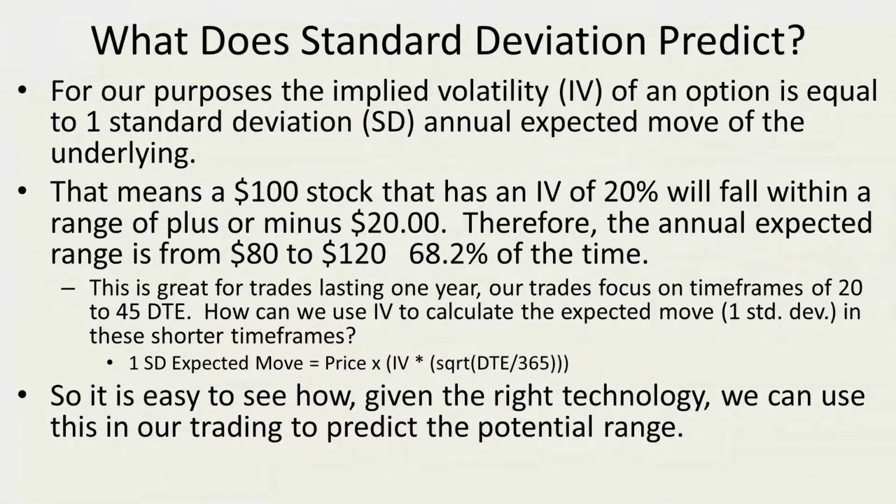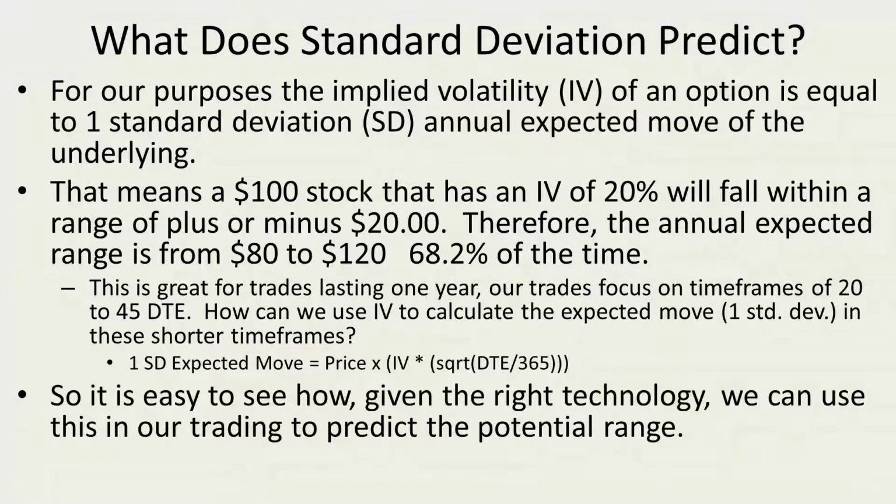But again, most of the time, what we deal with is a much smaller time frame than 1 year. So we'll be plugging into that formula, and we would take the price of 100 times the IV of 20 times the square root of, in this case, say 45 over 365, and that will give you the one standard deviation expected move. But you don't have to do that. It's on the platform, and it's on some of the spreadsheets I have.